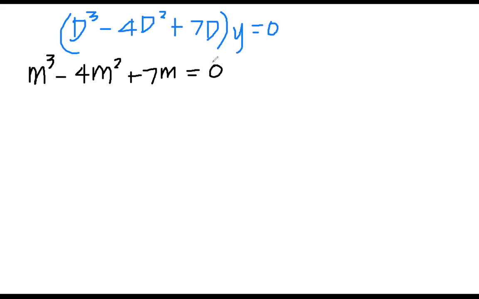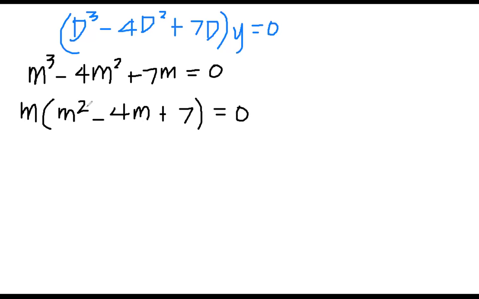Now you think of an appropriate method to factor this. As you can see, m is common in each term, so you can factor out m. This will give us m times (m squared minus 4m plus 7) equal to 0. As you can see, m equal to 0 is one of the factors, so you can put m sub 1 equal to 0. And we have a quadratic equation here: m squared minus 4m plus 7 equal to 0.